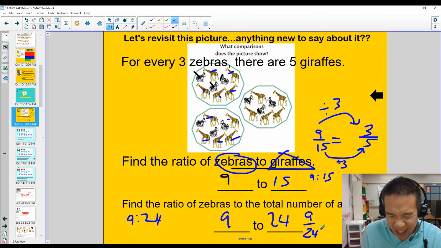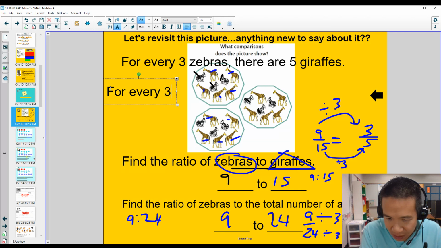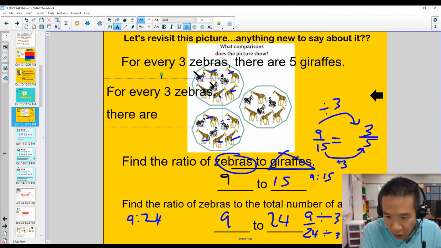Can I simplify this? You bet I can. I'm going to divide the numerator and denominator by 3 and get 3/8. But what is that in words? How could I say that in words? For every 3 zebras, there are 8 animals. Is that really true?